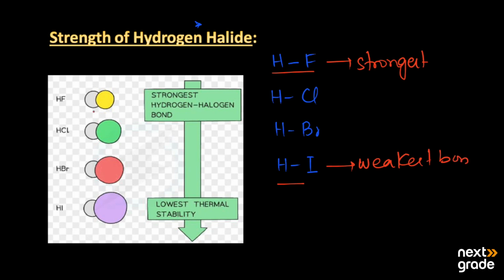In this picture we have HF, HCl, HBr, and HI. As we move down the group in the periodic table, the size of the halogens increases with the increase in their atomic number. The first hydrogen halide, HF, has the strongest hydrogen-halogen bond. But as we move down the group, there is lower thermal stability, which means we can break that bond easily, because HF has the strongest bond and HI has the weakest bond among them.